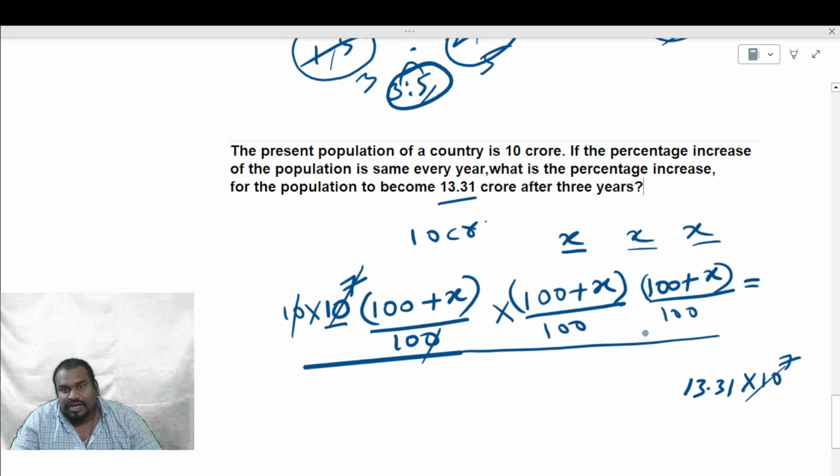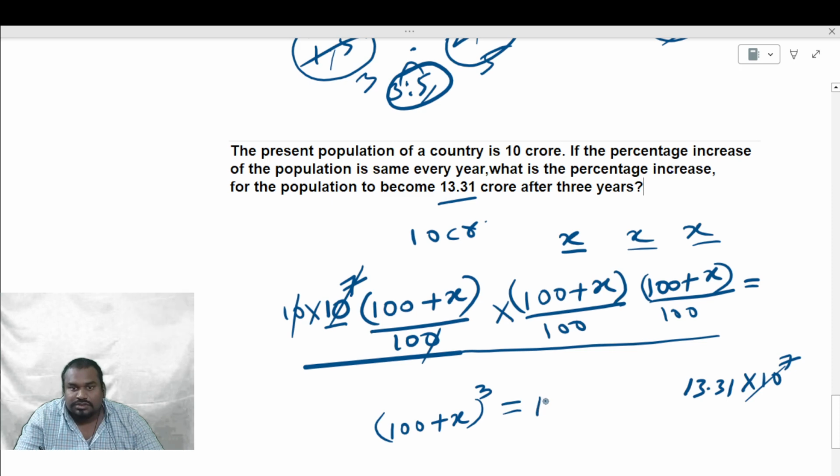10 to the power of 5 is the bottom. Now 100 plus x three times means whole cube. This is equal to 13.31 into 10 to the power of 5. I am taking the right side. So two tens will come to eliminate the point. Then it will become 1331 into 10 to the power of 3. This is equal to 100 plus x whole cube.